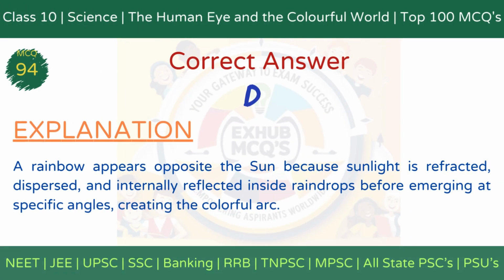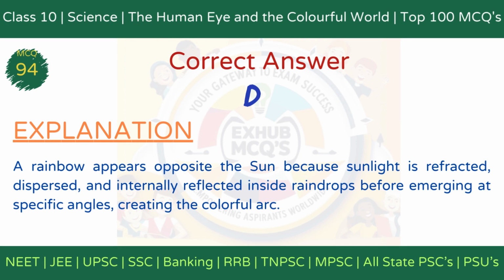The correct answer is option D, internal reflection and dispersion. Explanation: a rainbow appears opposite the sun because sunlight undergoes refraction, dispersion, and internal reflection inside water droplets, forming a spectrum of colors that reach the observer's eye.